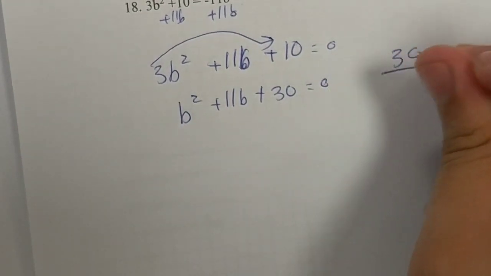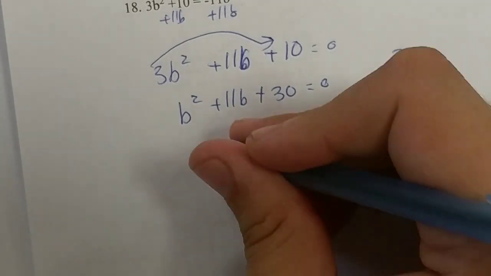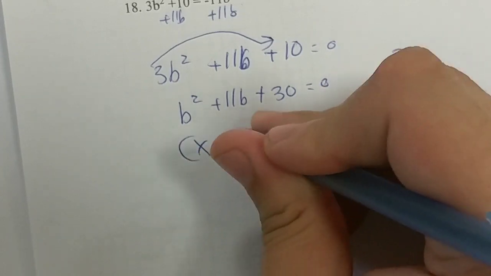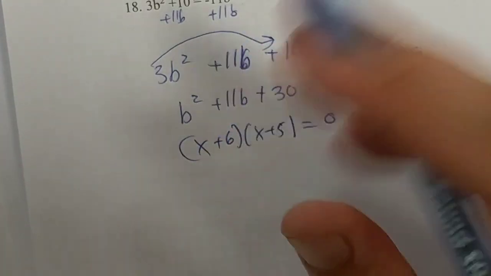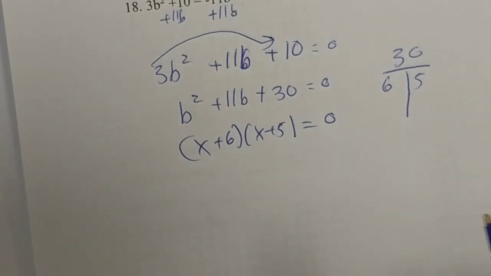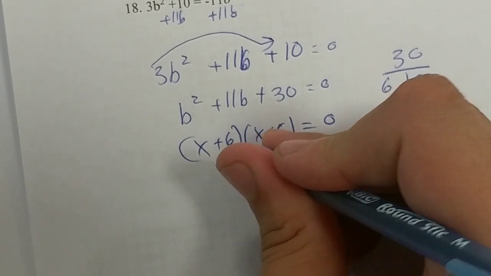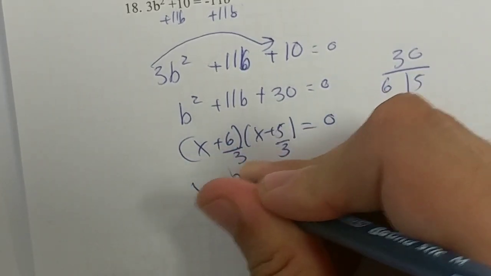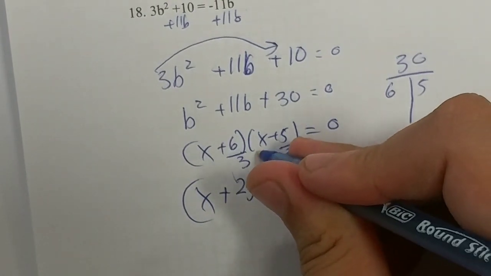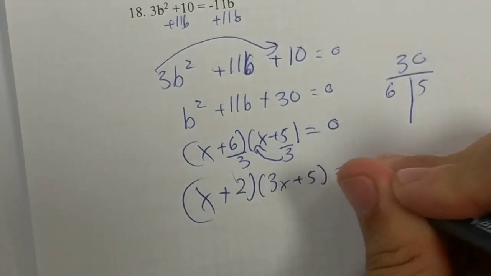Factors of 30 that add up to 11: 6 and 5. X plus 6, x plus 5. I know I changed it to x from b. You could change it to x to b. Doesn't matter. It's a variable. Then you go to divide it by 3. Divide it by 3. This is going to reduce to x plus 2. Since this doesn't reduce, I'm going to move the 3 over here. 3x plus 5 equals 0.